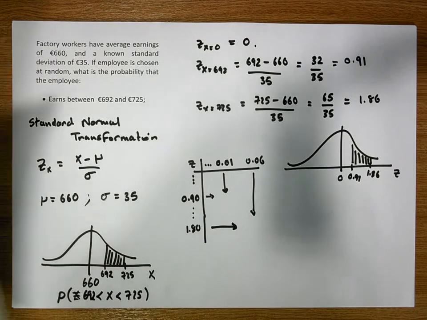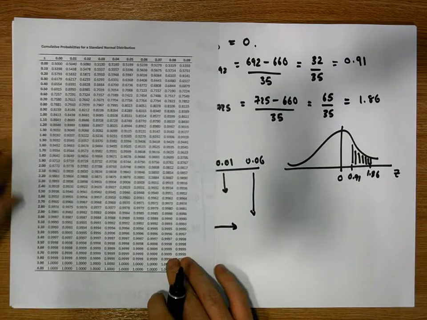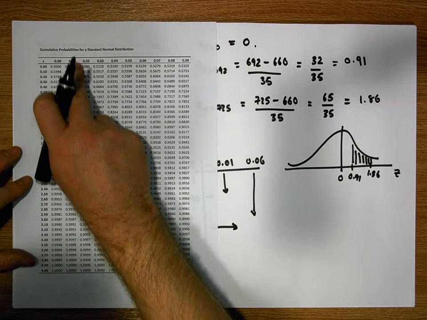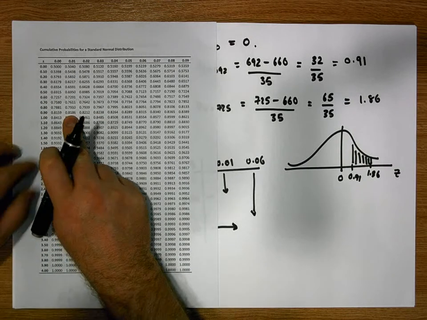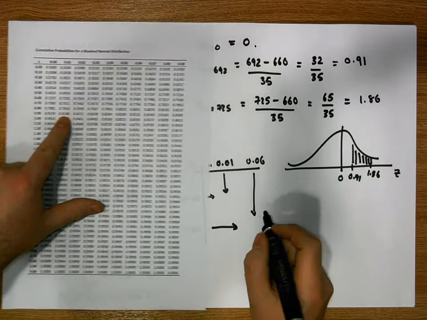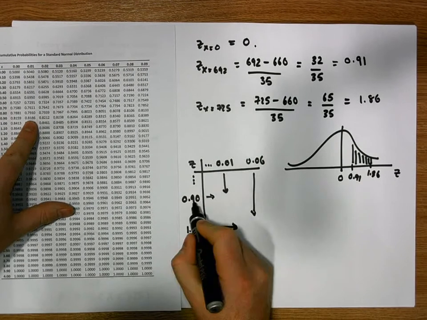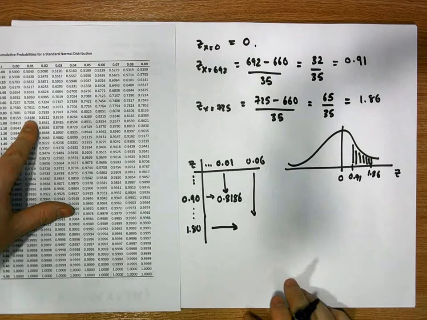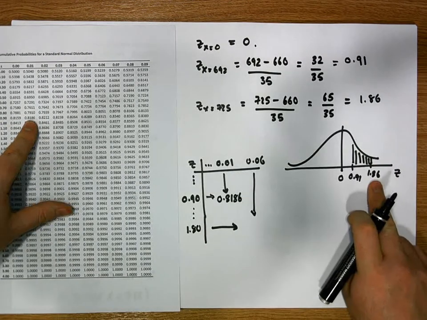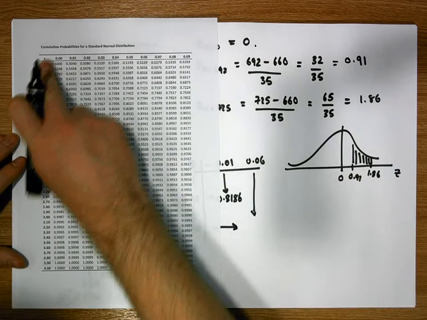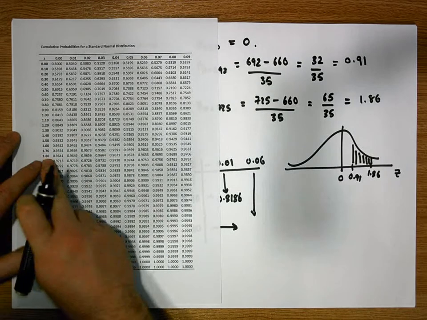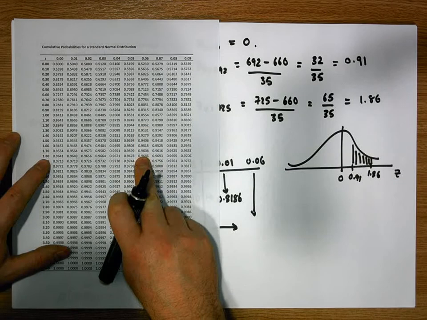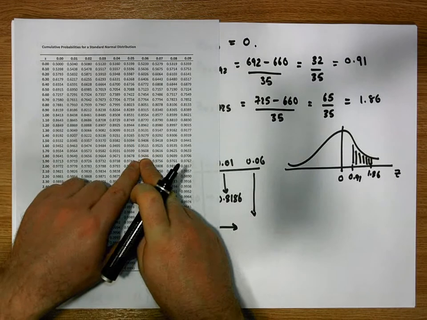When we look up 0.91, we come down to 0.9, and come across to the column labeled 1, which gives us a value of 0.8186. So when we look up 0.91, we get 0.8186. And when we look up 1.86, we come down to 1.80, and down the column labeled 0.06 to give us 1.86, we get 0.9686.